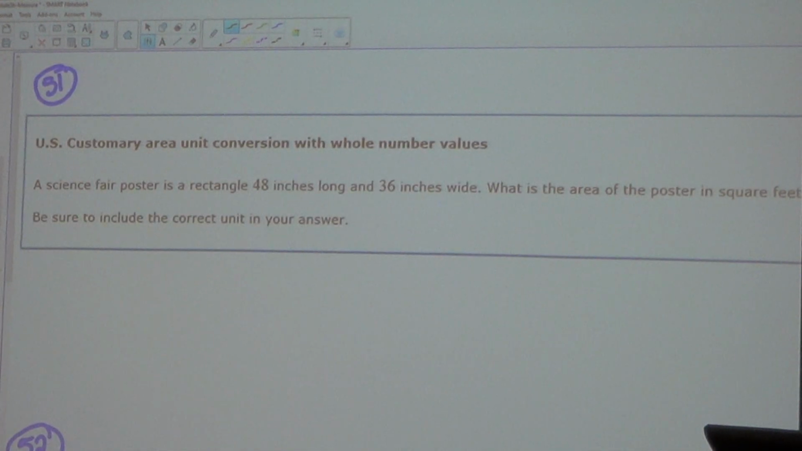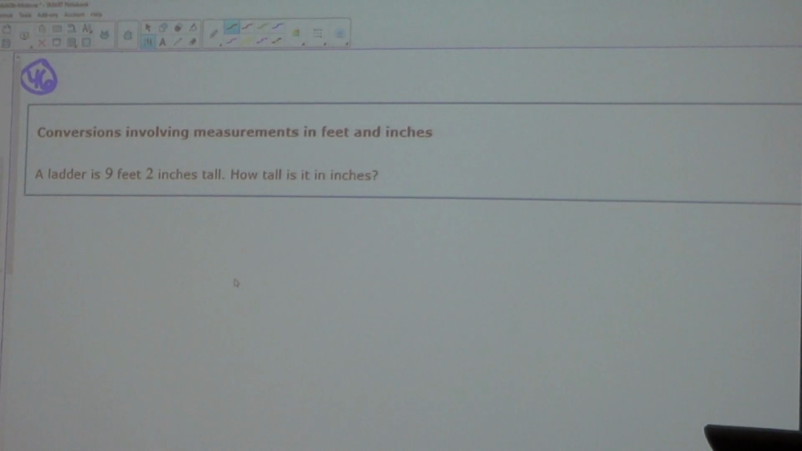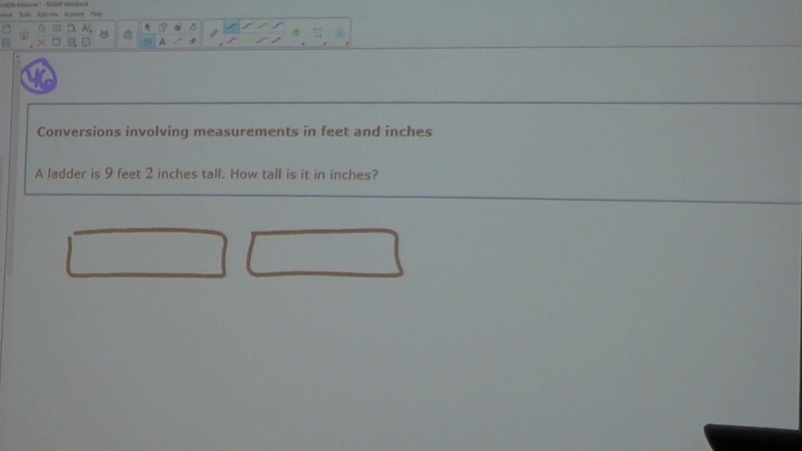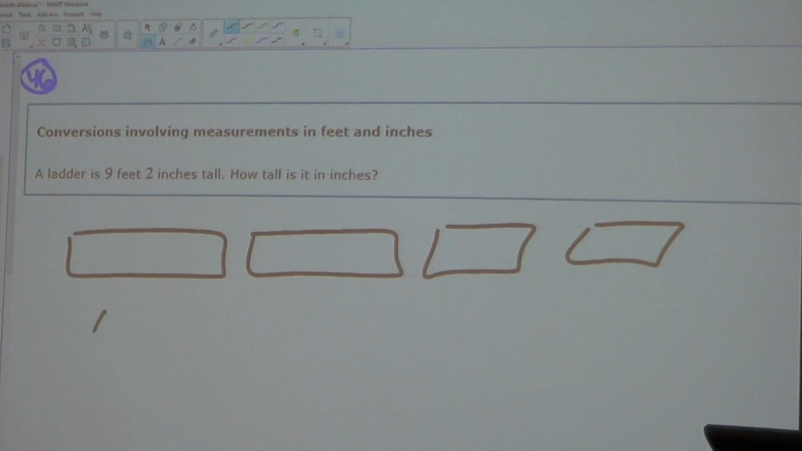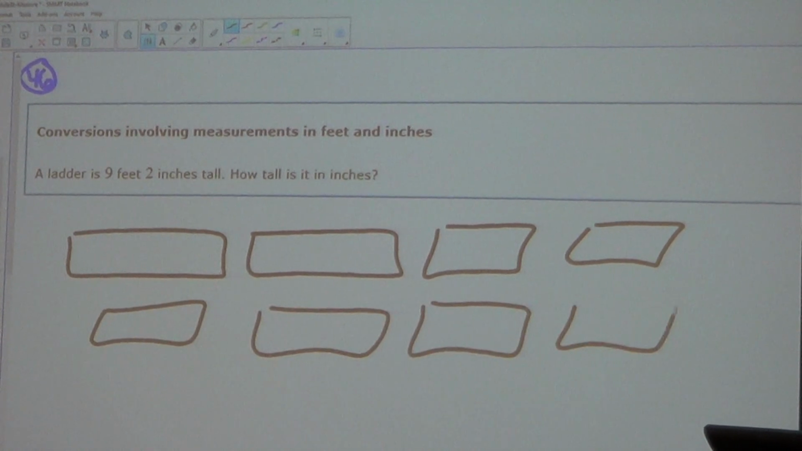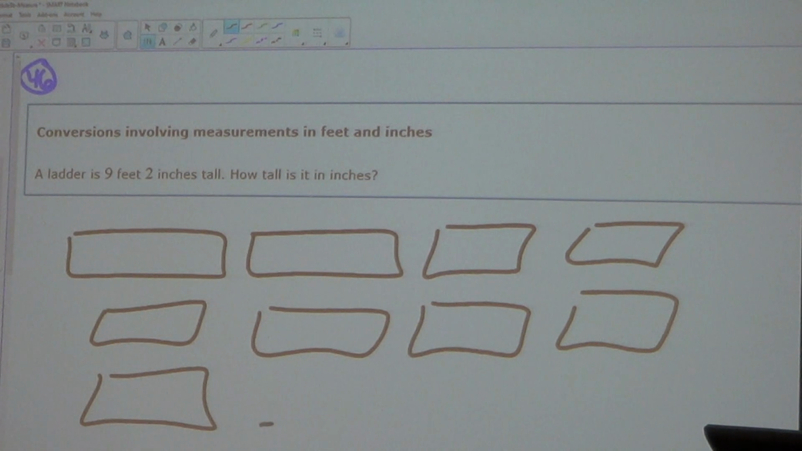So I go on this page. No, let's do this one first. If a ladder is 9 feet 2 inches tall, how many inches tall is it altogether? So we have 9 feet and 2 inches. I want that answer to be in nothing but inches. Blank inches. So this first is a foot. We don't want it in feet, we want it in inches.